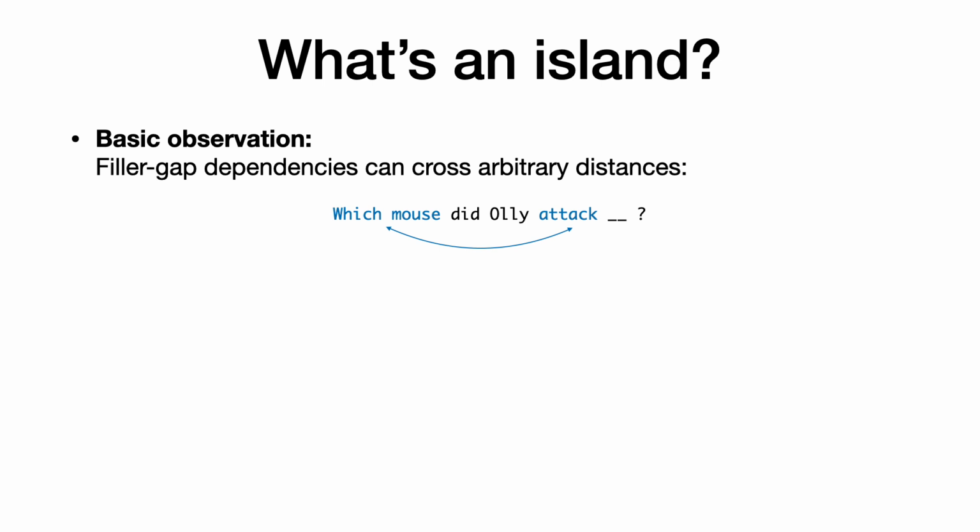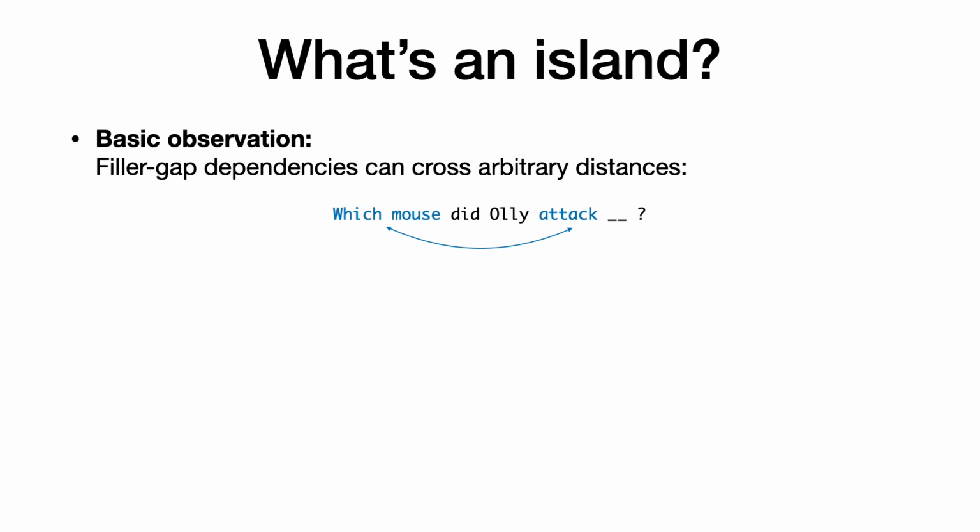A little bit more theoretically put, we can say that the expression "which mouse" has two functions in this sentence. It's first of all the object of the verb attack, and it also is marking the WH scope of the sentence, right? So in other words, this sentence is a question, right? And we know it's a question because "which mouse" occurs at the beginning of the sentence.